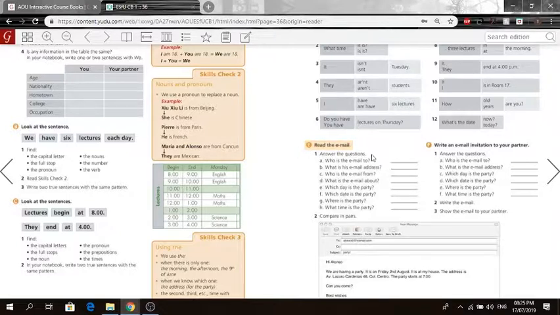But before we do that, we need to answer a few questions. So on exercise E here, we have answered the questions. Who is the email to? So let's say you want to send an email. Who is it to? Why are you sending it, or for who? So write down your partner's name, or your dad, your mom, whoever you're sending this email to.